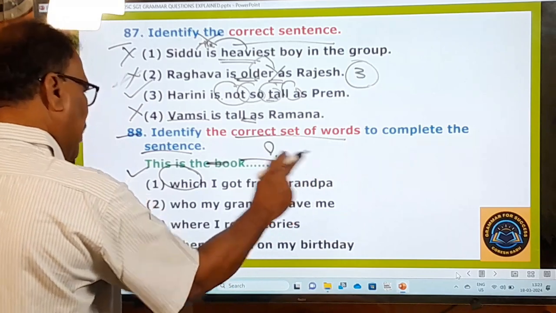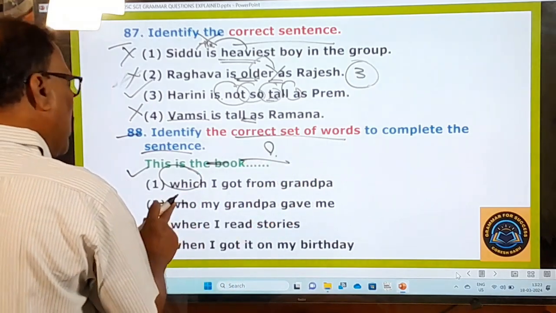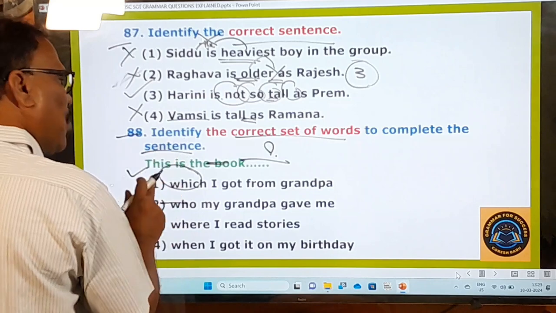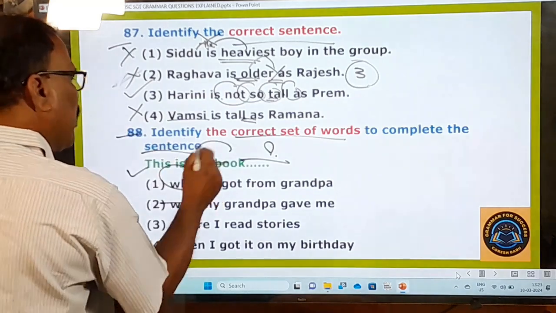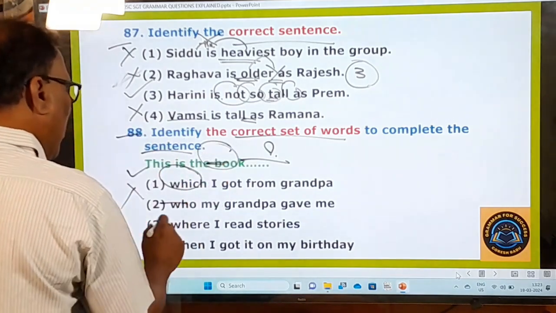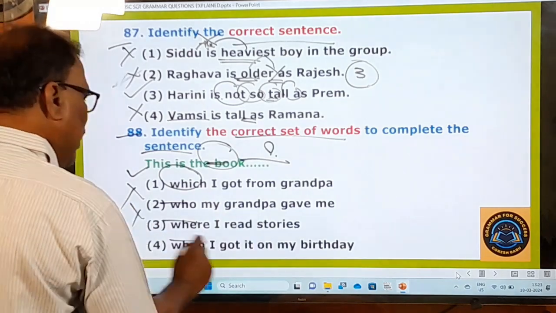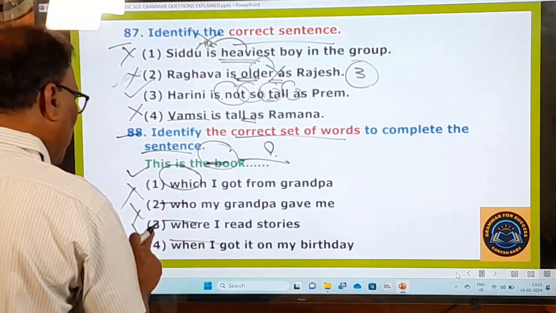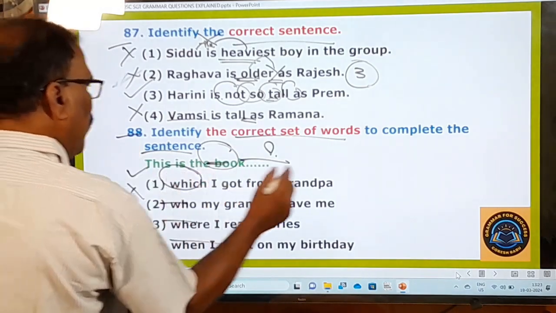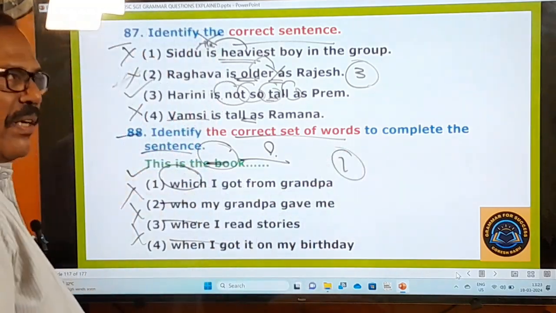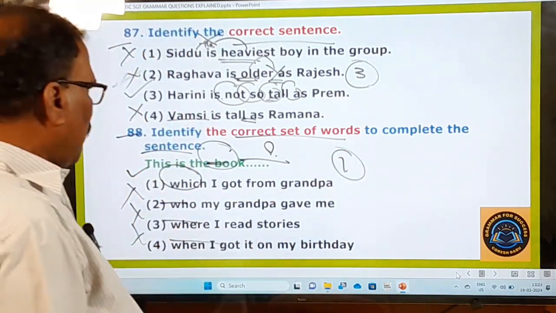This is therefore right. And here who is there. Who is also a relative pronoun. It refers to only persons, but book is not a person, and that's why this is wrong. Where I read stories, no. When I got, no. So the second one, third one, fourth one are absolutely wrong, and only the first one is the right one. And now let's move on to other questions.